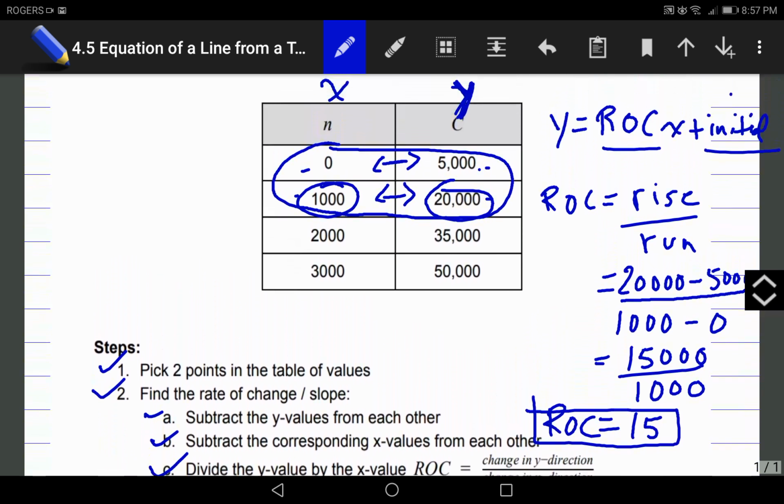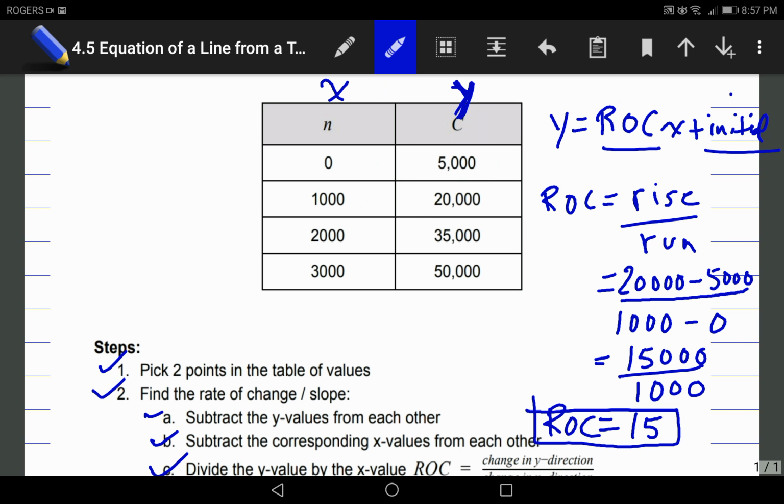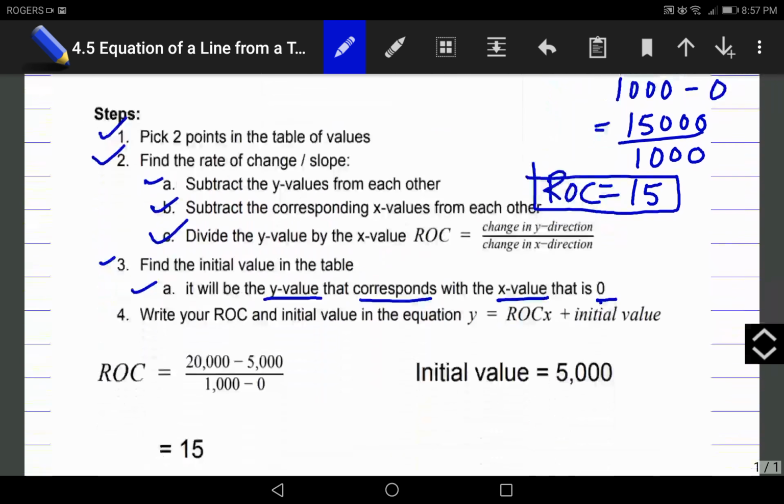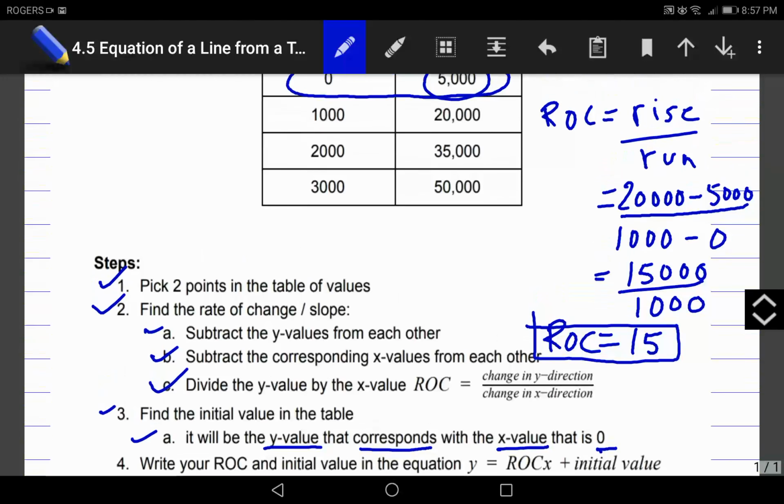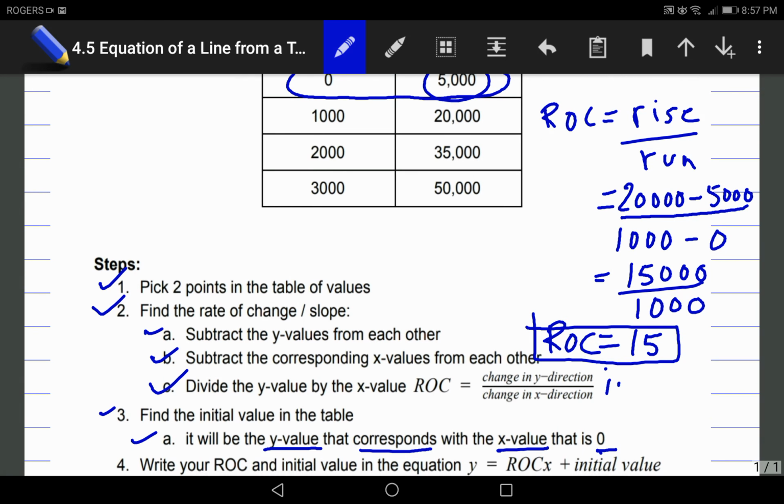So if we look at our table, let's just clean this up a little bit. It is the y value that corresponds with an x value of 0. So here it is right there, everybody. It is 5,000. That's our initial value just by looking at the table. Okay, so it's always got to have an x value of 0. So our initial value then is 5,000.